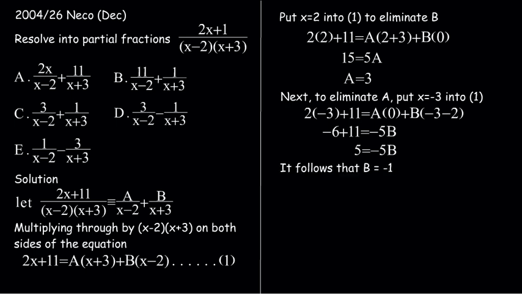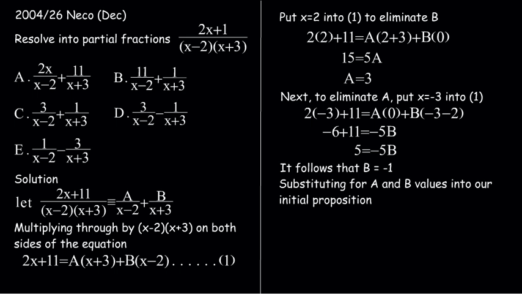So at this point, we are going to be substituting the values of a and b into our original proposition. Doing so, 2s plus 11 divided by s minus 2 in bracket s plus 3 will be equal to 3 divided by s minus 2 minus 1 divided by s plus 3.